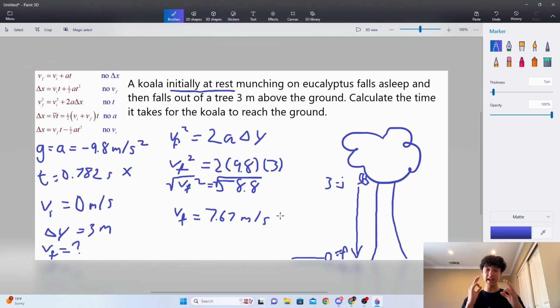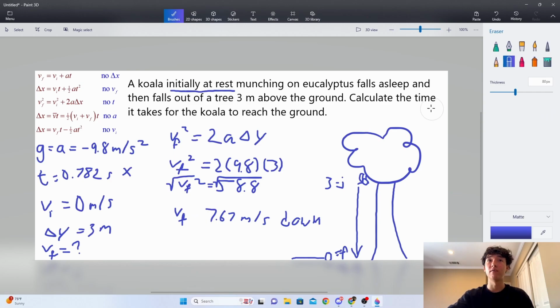Now, technically, because it's going down, if we wanted to, we could just say it's negative to signal that it is going downward instead of up, or you could just say that that's the velocity, going down, and then you don't need to add the negative right there, right? But that is how we find the final velocity, and like I said, that's the velocity right before it hits the ground. Let's do an actual example now.